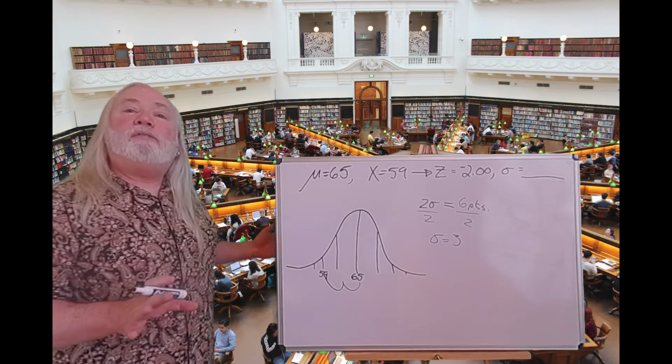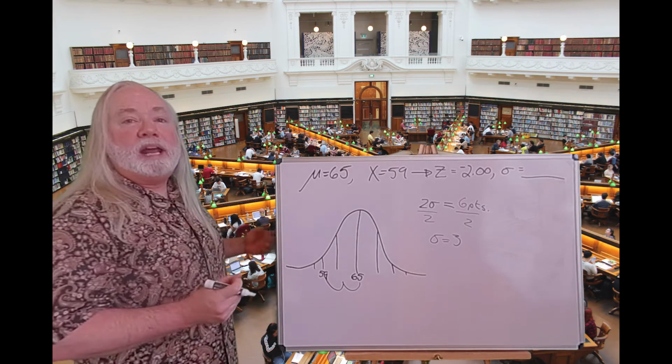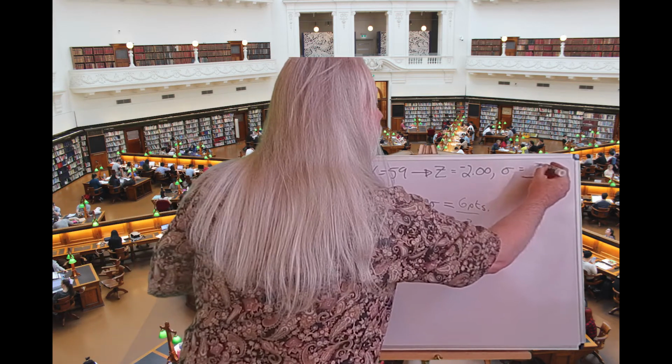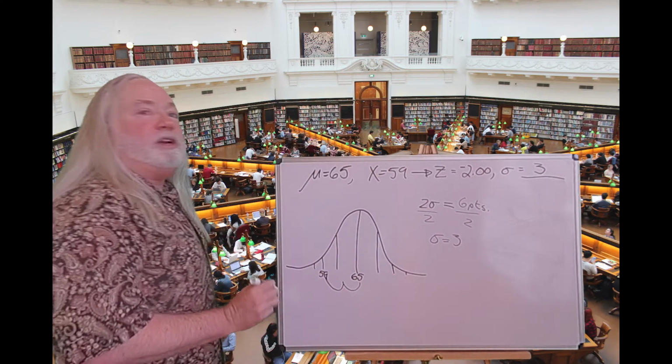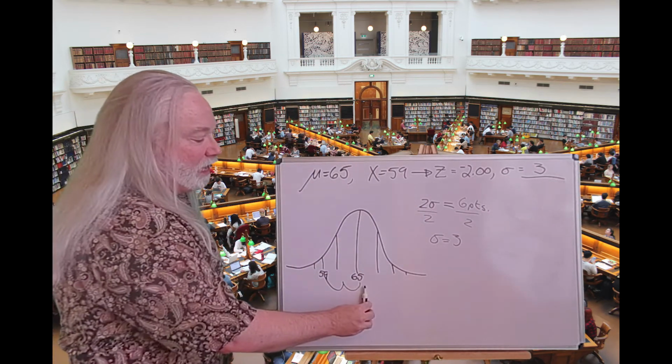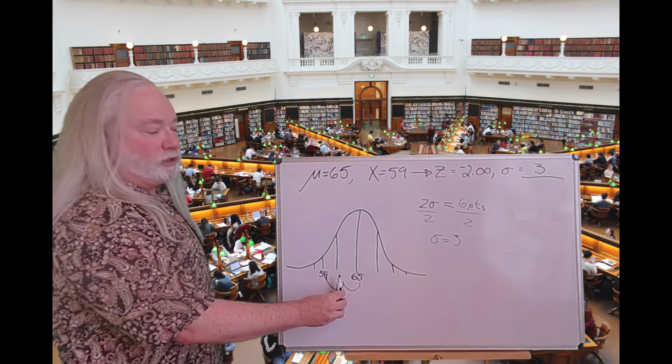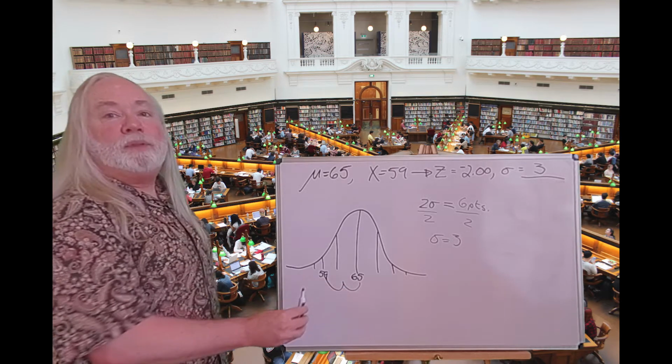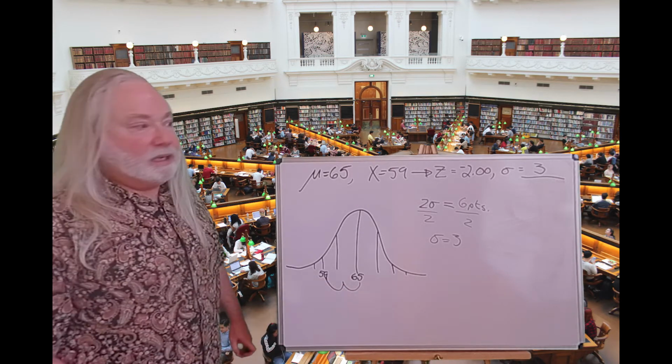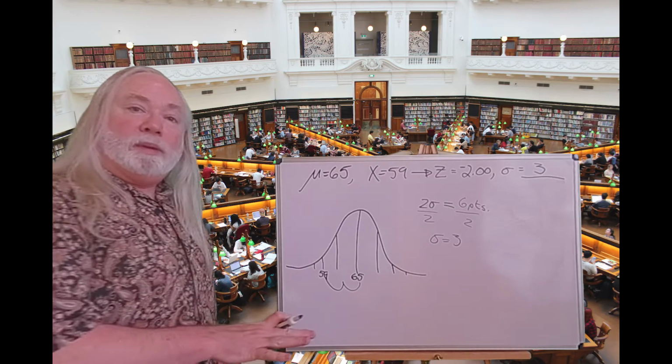So we did that without a formula. Pretty easy problem set up. We didn't really need a formula for it. So every time you move a standard deviation, you move 3 points. So 65 down by 3 is to 62. Down by 3 again is to 59. But let's take a look at that using the formula.